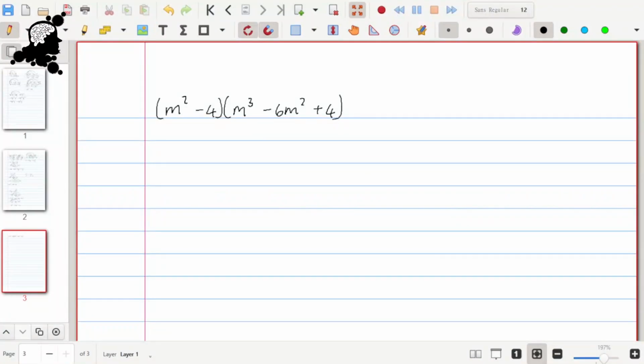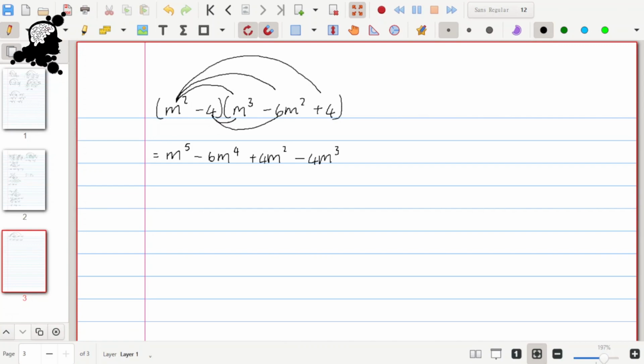Okay, now I'm going to multiply m squared with m cubed. When multiplying these two terms, we add the exponents. 2 plus 3 is 5. Next, m squared times minus 6m squared, minus 6m to the power 4. Next, m squared times 4, that's going to give us positive 4m squared. Next, negative 4 times m cubed, this is negative 4m cubed.